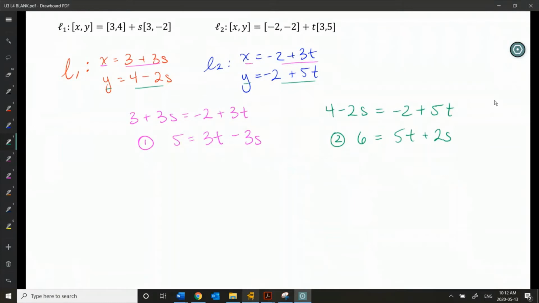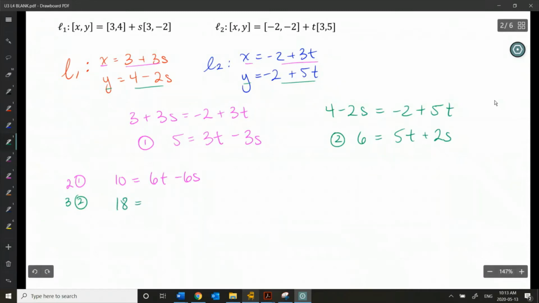So we need to choose if we want to eliminate the s's or the t's. You can really choose either of them. I think maybe we'll do equation 1 times 2 and equation 2 times 3 to get our new equations here. And I'm making the s's equivalent in this case.